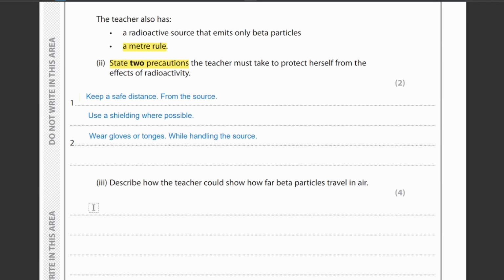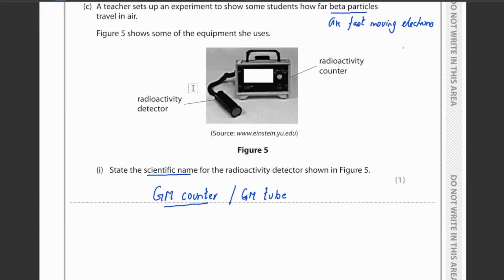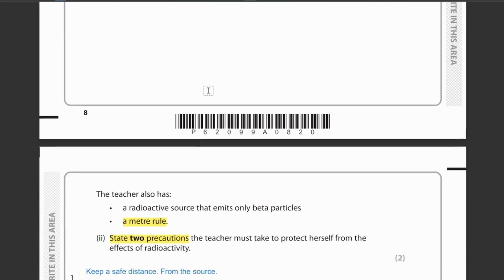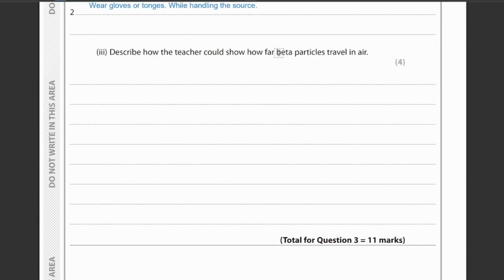Next question: describe how the teacher could show how far beta particles travel in the air. How can they use the GM tube to show how far the beta particles are travelling through the air? I will draw a very simple setup to show how this can be done. Let's say they have the source there and the GM counter here. If the beta particles are coming from the source, you want to measure the maximum distance they can reach. So what you want is the ruler in between. How would you actually measure it?